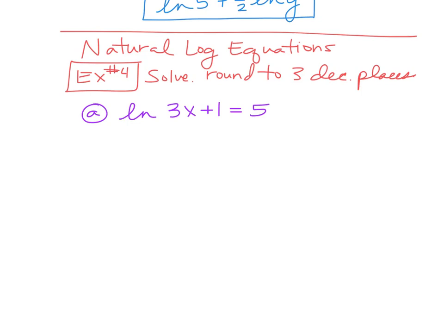Okay, so here's what the problem looks like. It's the natural log of 3x plus 1 equals 5. And if you think back to what we did yesterday, what has the first step always been? Isolate. You guys are so good. So we're going to isolate by subtracting 1. So it's going to be the natural log of 3x equals 4.